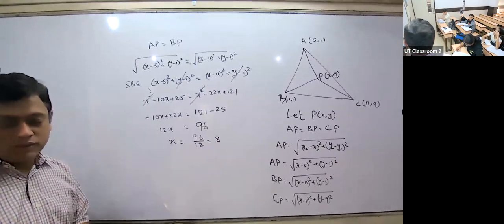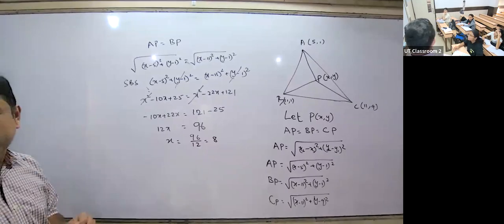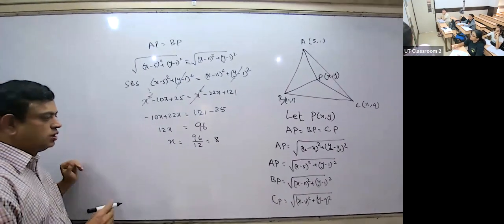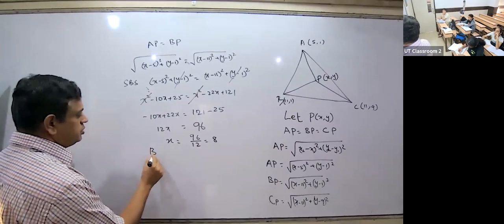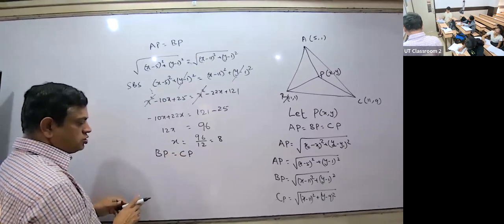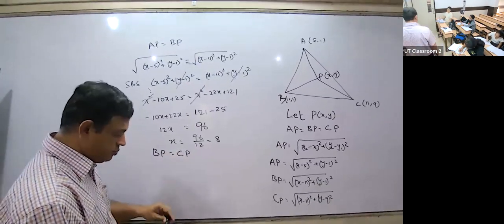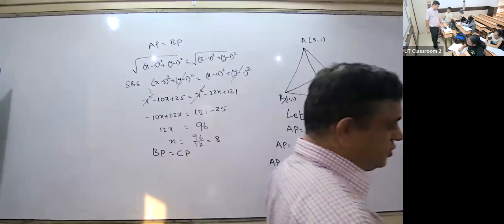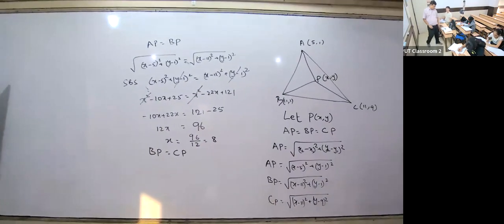Now which will you equate? Check, anything, the y term, anything that was equal. BP and CP now. If you are explaining, BP and CP equate and solve it, you will get it better. All of you do it. BP is equal to CP. Replace values, square both sides, simplify.